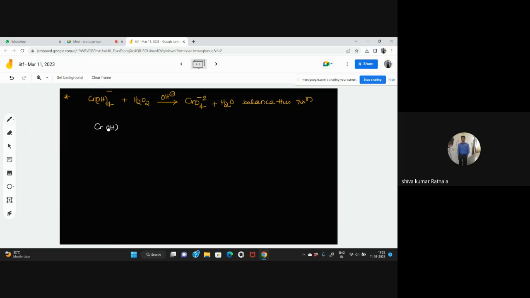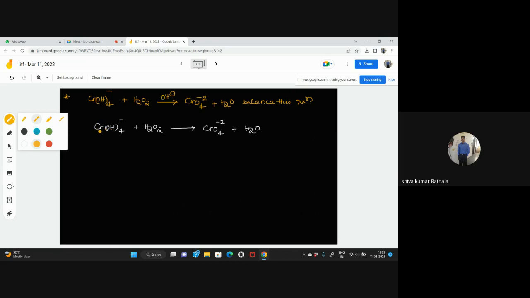First, Cr(OH)4 minus plus H2O2 gives rise to CrO4 2 minus plus H2O. First, what we need to do? We need to find out the oxidation state.